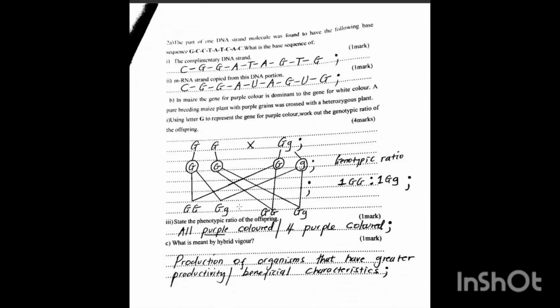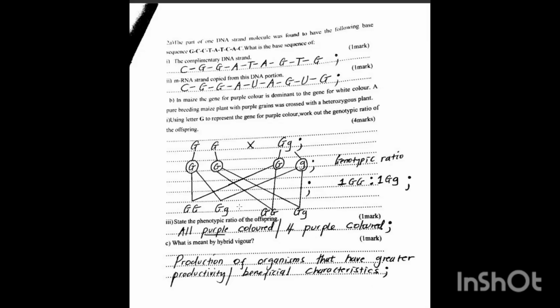The part of the DNA strand molecule was found to have the following base sequence, that is GCCTAC. What is the base sequence of the complementary DNA strand? In the DNA strand, C pairs with G and T pairs with A, or cytosine pairs with guanine, adenine pairs with thymine. So CGGATG.